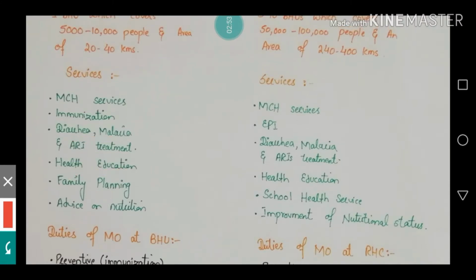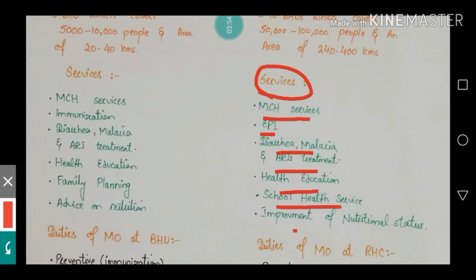Now let us talk about the services which are provided at a rural health care unit. They are quite similar to the services which are provided at basic healthcare, and they include maternal child healthcare services, EPI schedule, treatment of diarrhea, malaria and acute respiratory infections, health education, school health services and improvement of nutritional status.